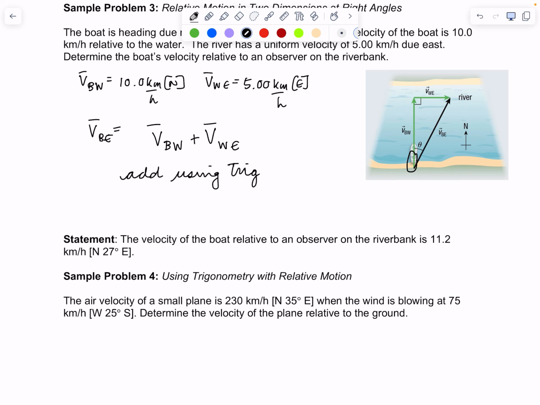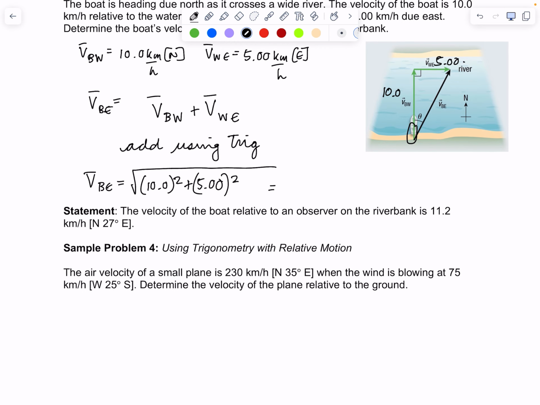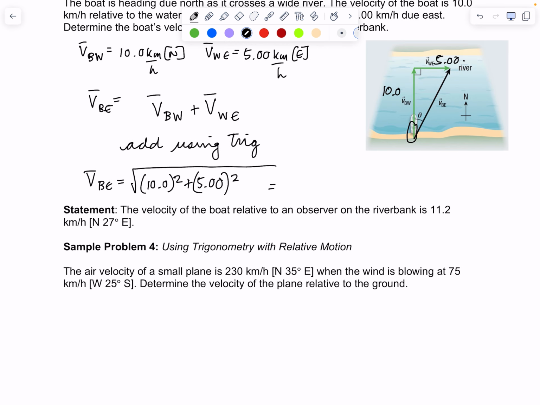We have 10 and 5. So the velocity of the boat relative to the earth is the square root of 10 squared plus 5 squared. If we punch this into our calculator, we end up with 11.2 kilometers per hour. Now we need the angle.